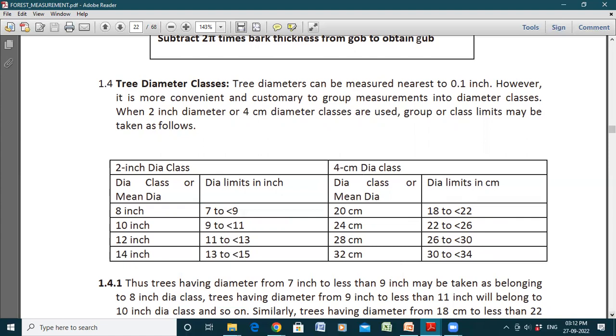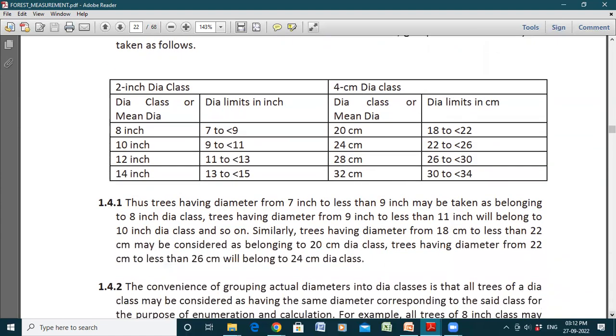Now, a tree having diameter from 7 inch to less than 9 inch may be taken as belonging to the 8 inch diameter class. Now you got it. Suppose we have a tree that has diameter 7. In which diameter class will you consider it? If you see the limit, it will fall under 8 inch. Similarly, trees having diameter from 9 inch to less than 11 inch will belong to 10 inch. Suppose I consider a tree with diameter 12, then it will fall under 12 inch. If I'm considering 13, then a 13 inch diameter tree will fall under the 14 inch diameter class. Trees having diameter from 22 centimeter to less than 26 centimeter will be under 24 centimeter.